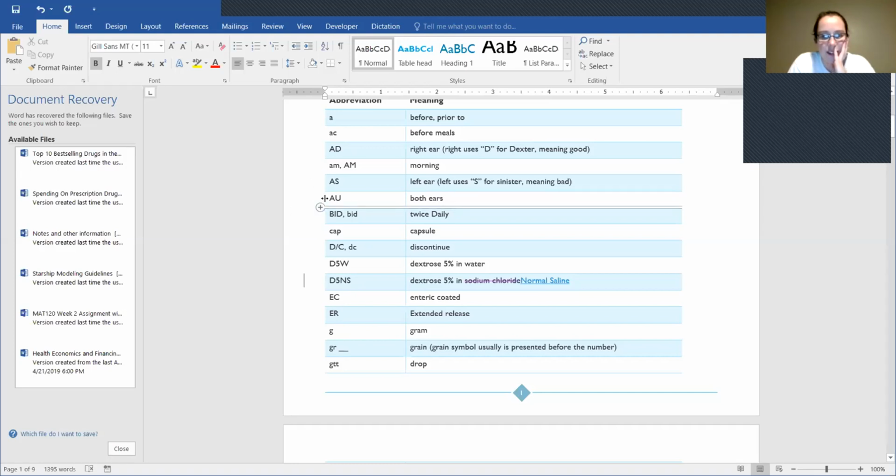AU means both ears. U means both. You think of it as union or unite. Okay. So of course, BID, cap is a capsule, tab is a tablet.